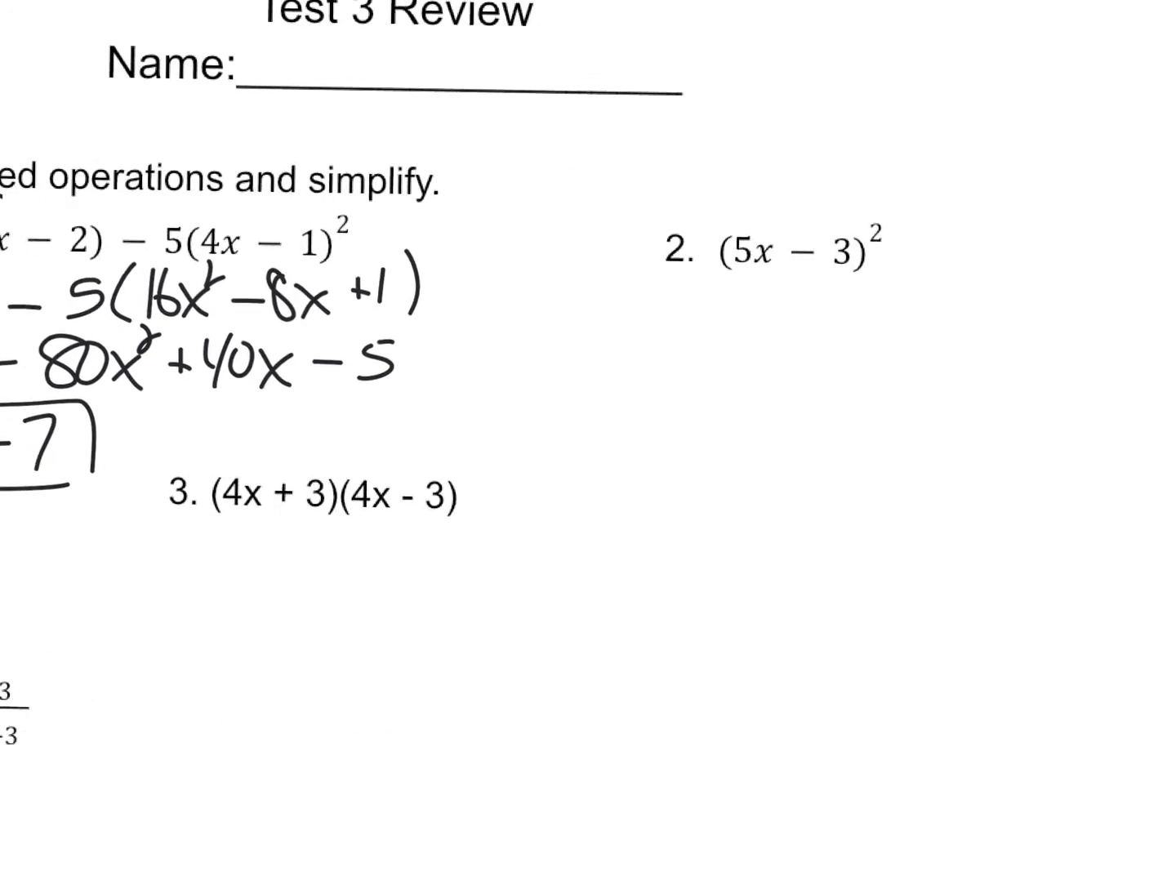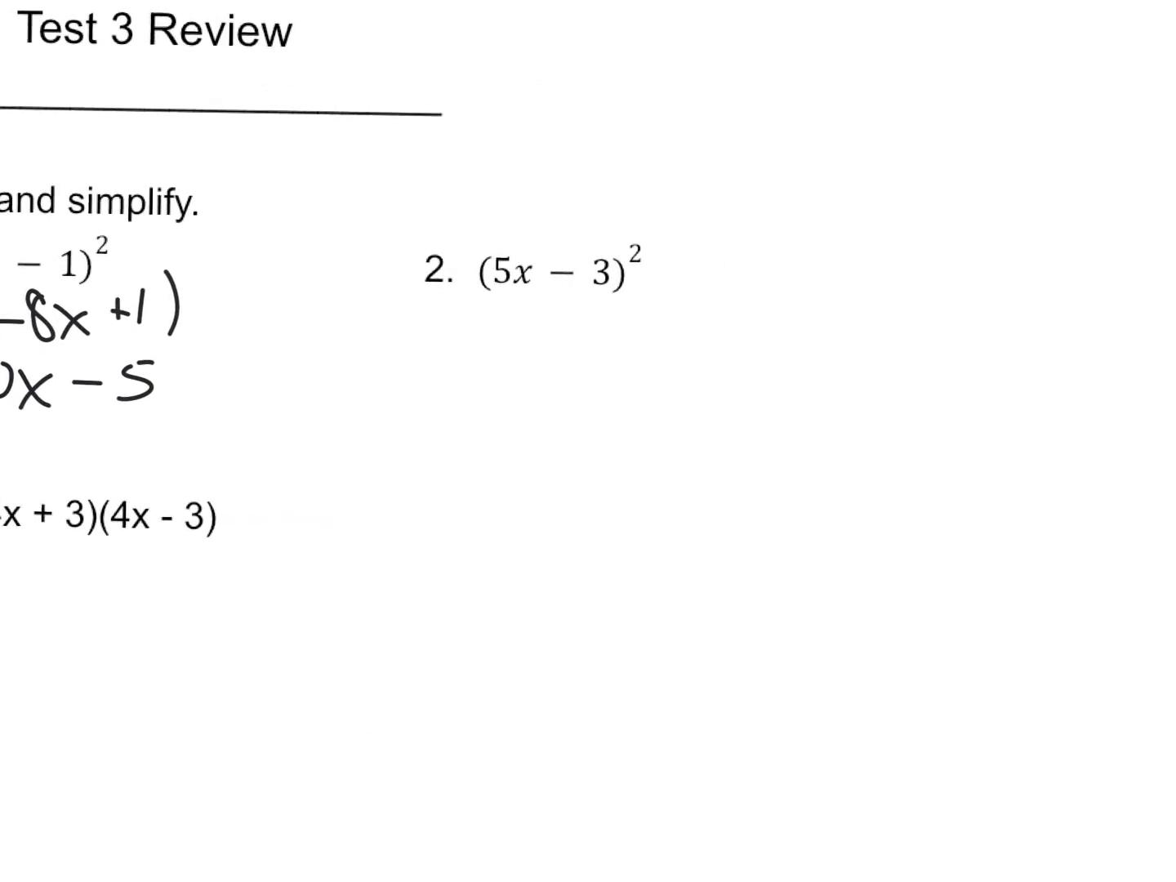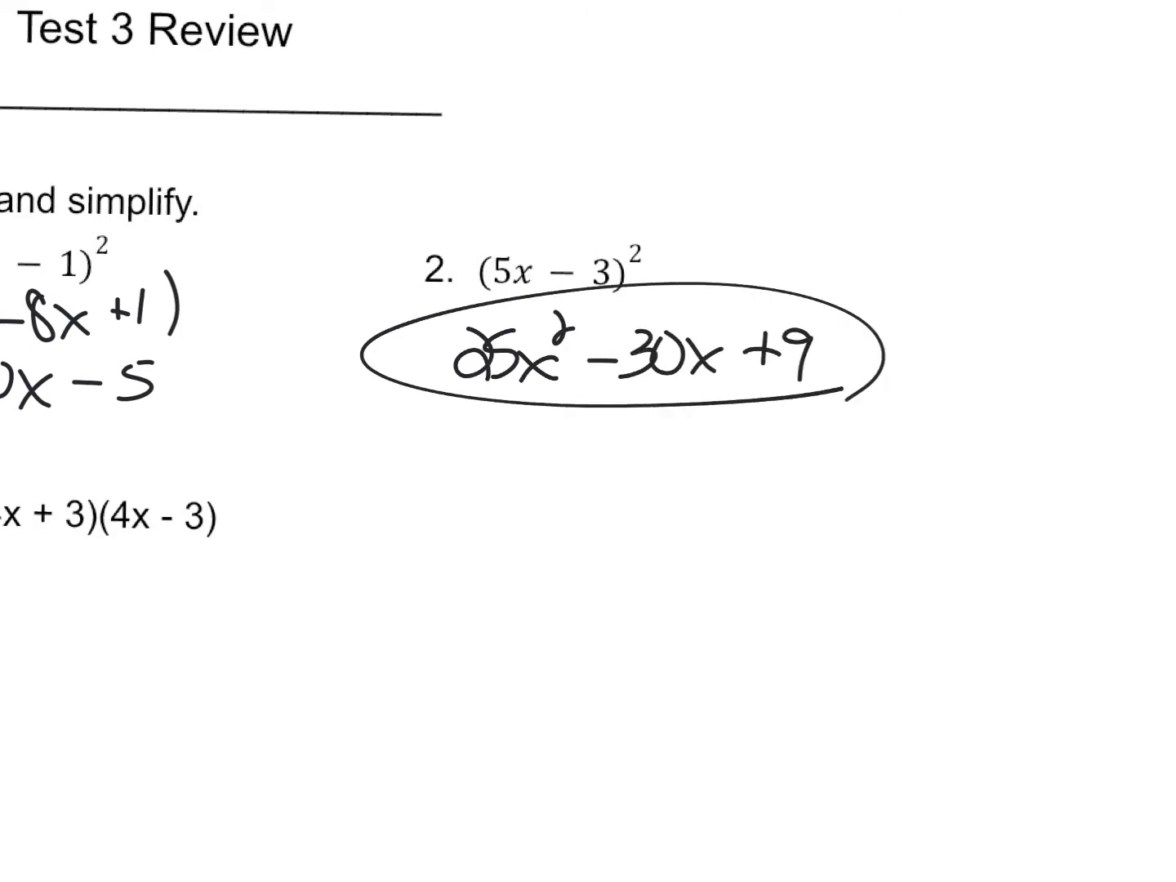All right, number two. Number two is just flat out square, multiply, double. So square the first one, multiply them together, -15, double, -30, and then square the 3, which is 9.